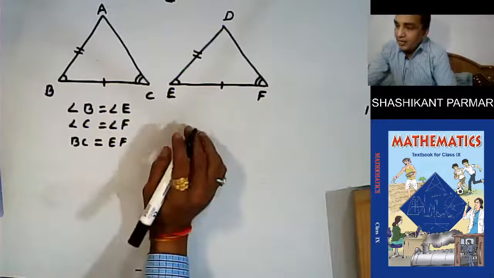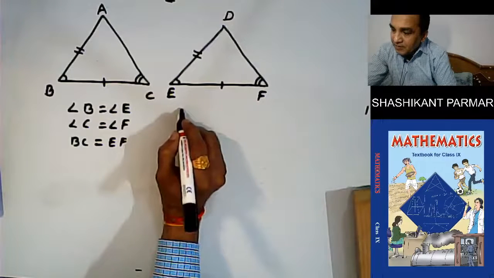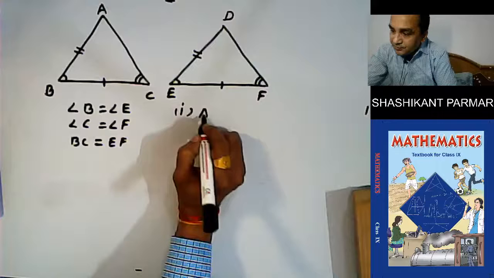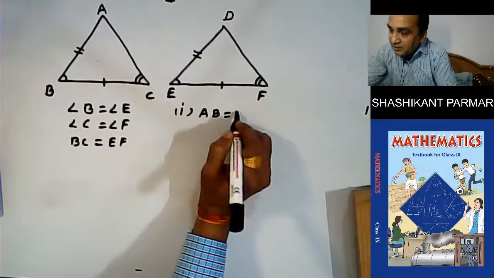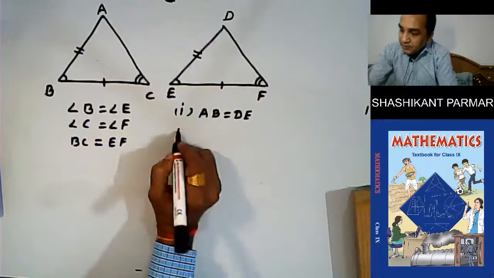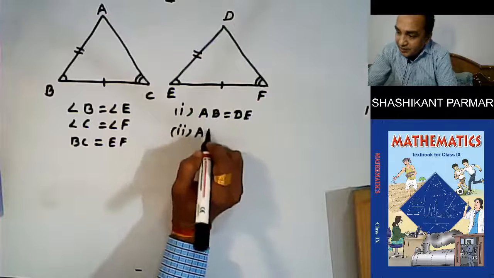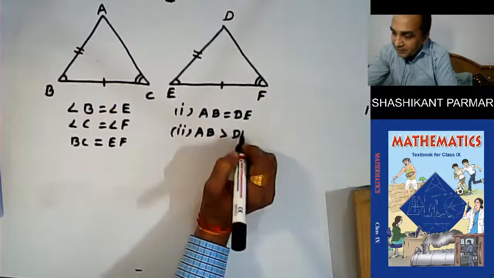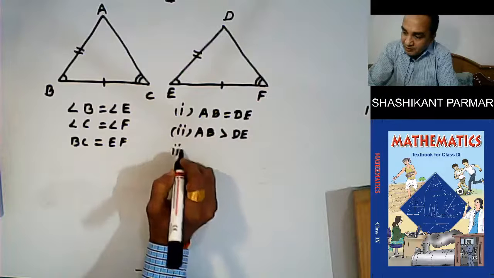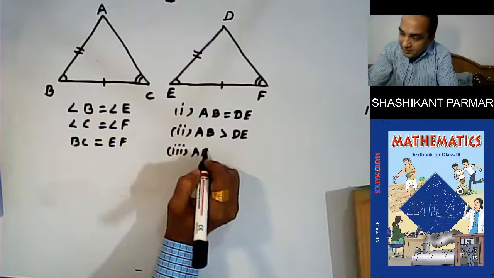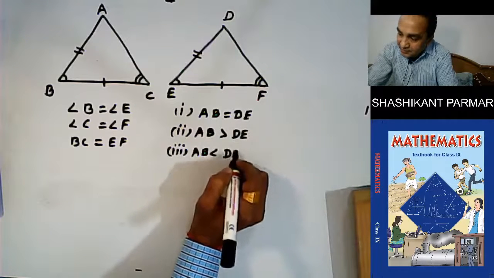Now for AB and DE, three cases. First one, AB is equal to DE. Second one, AB is greater than DE. And third one, AB is less than DE.